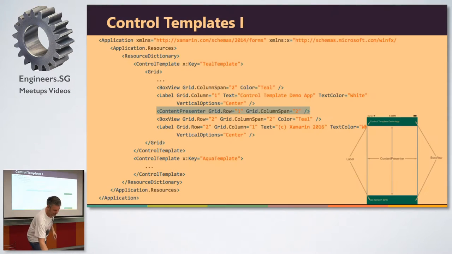So let's get into the control template. A control template is literally the ability to aggregate multiple Xamarin Forms elements in a template. So let's say I want to have, in this case, a header, a footer, and here is where my content is going to be.